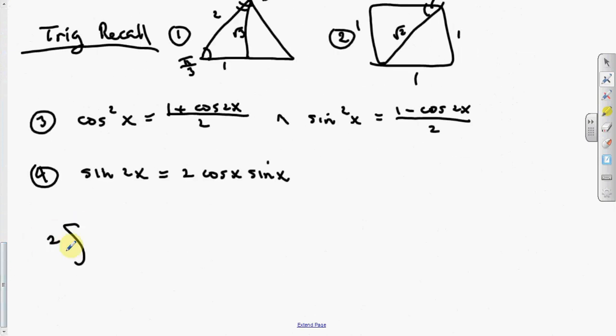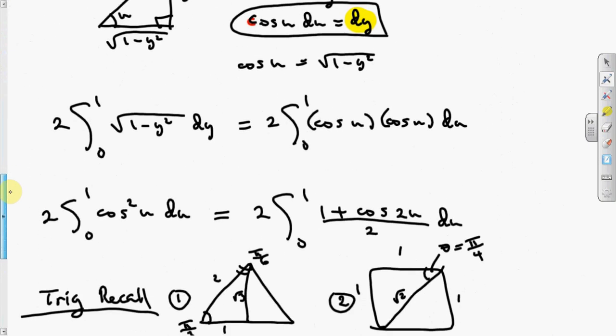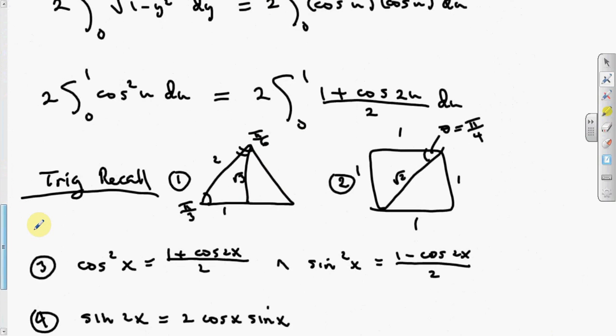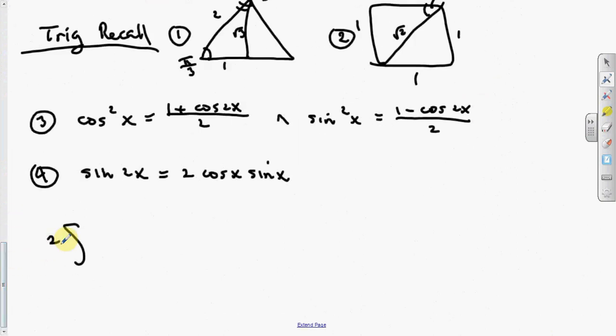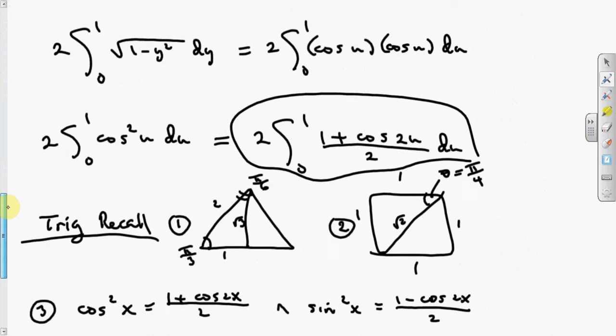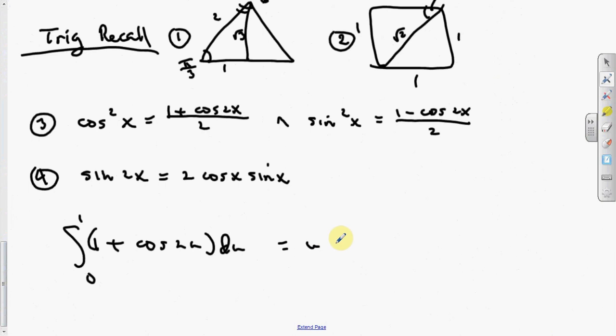This guy came out to be 2 times, this is 2 divided by 2. That cancels out. So the 2 goes out. So this is just 1 plus cosine 2u du. I think this is going from 0 to 1. Yes. So this becomes u plus sine 2u over 2. Evaluate that from 0 to 1.